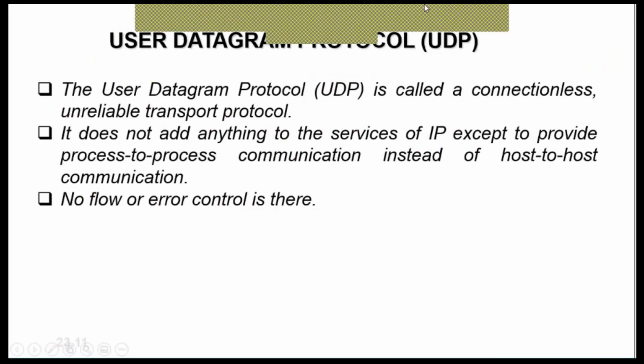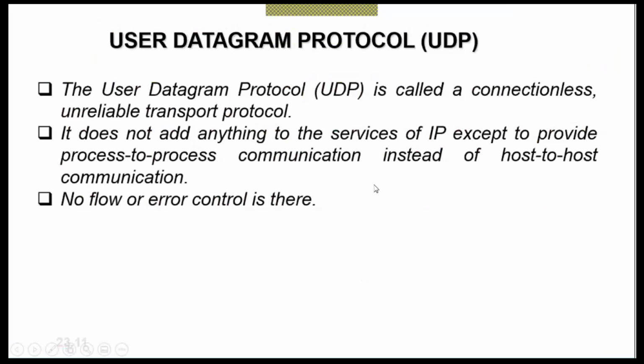There is something called the User Datagram Protocol. It is called a connectionless unreliable transfer protocol. See, about UDP, it's unreliable. Now you should ask me a question: why would somebody want to use an unreliable protocol? People do not have a friendship even with somebody who is unreliable. Then why do we have a protocol which is unreliable? Believe me, it is the need of an application. You need to use that unreliability to your advantage. It does not add anything to the services of IP.